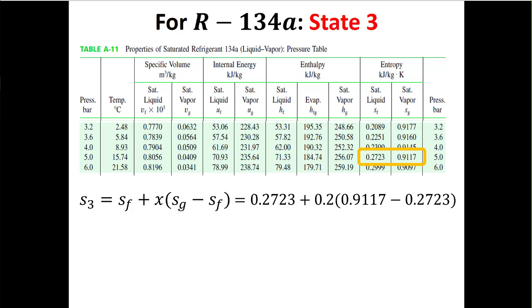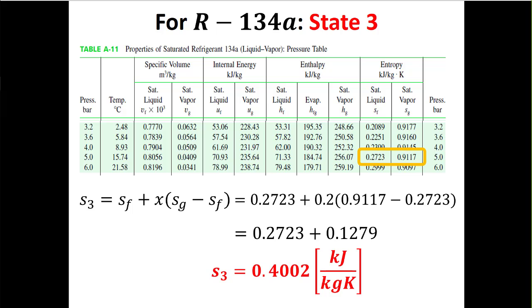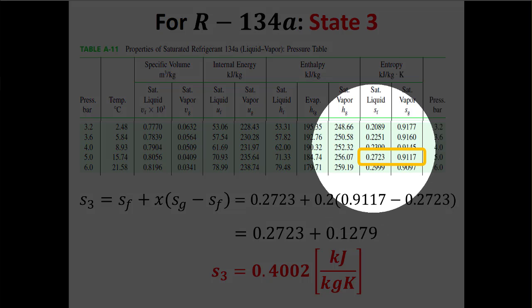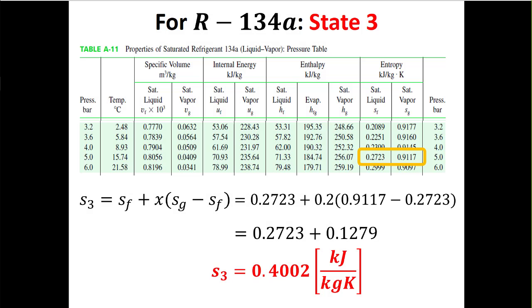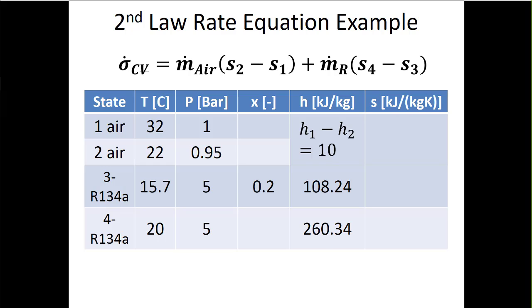Hopefully this is old hat by now, kind of familiar to you. But I can do some math, and I find that S3 is 0.4 kilojoules per kilogram Kelvin. I'm satisfied with this because I can see that 0.4 is certainly closer to 0.27 than it is to 0.91. I don't know if I did the math right, but it's in between those two numbers, and it's closer to the lower one, which is what I think should happen. So here I now know S3.